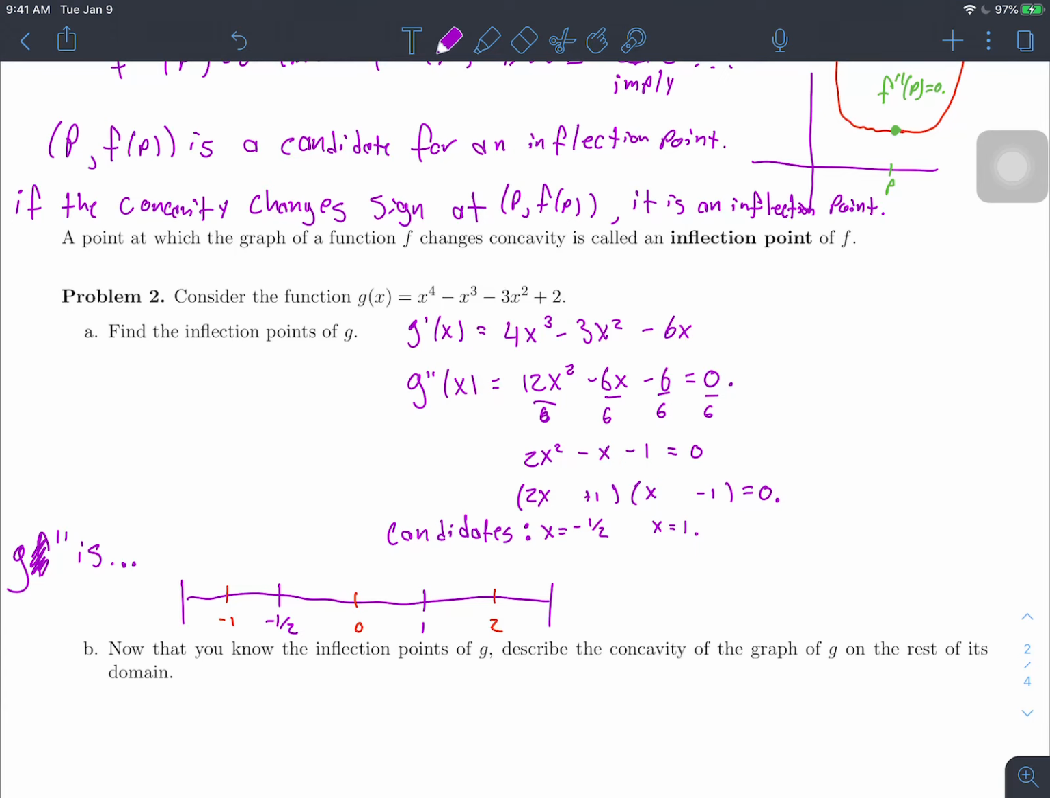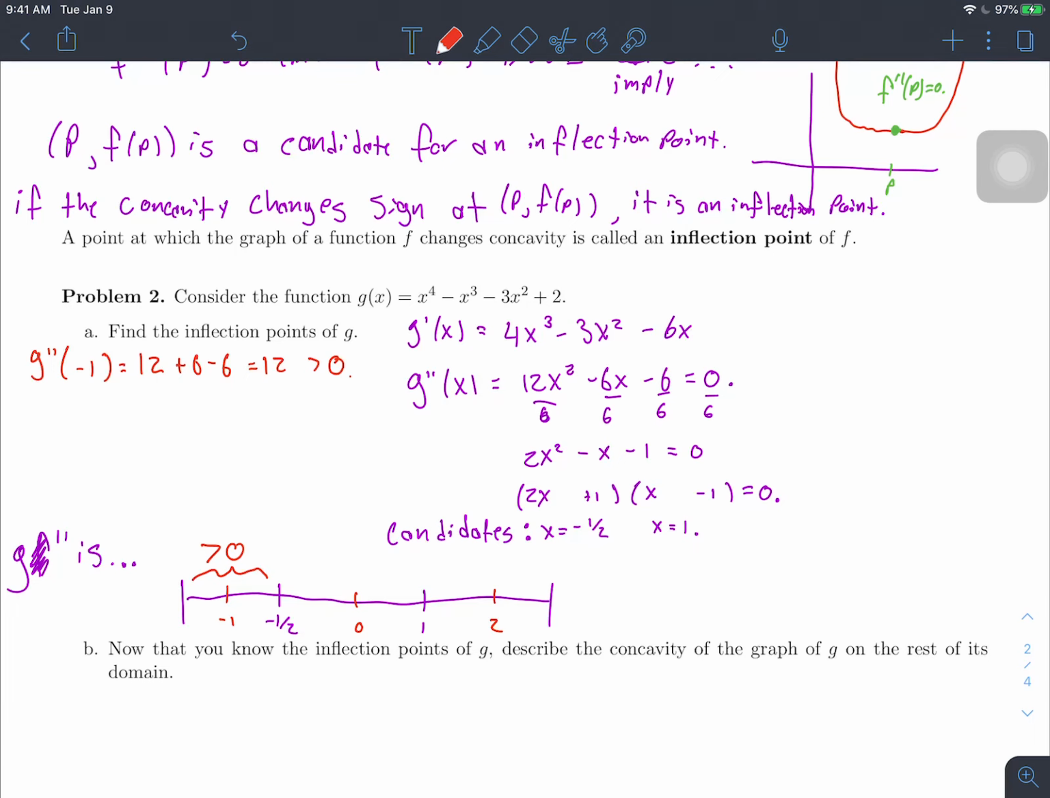Okay, so let's do it. G double prime of -1 is going to be equal to 12 times -1 squared, that's just 12, plus 6 minus 6. So that's 12, which is larger than 0. So we know that g double prime is larger than 0 in this interval.